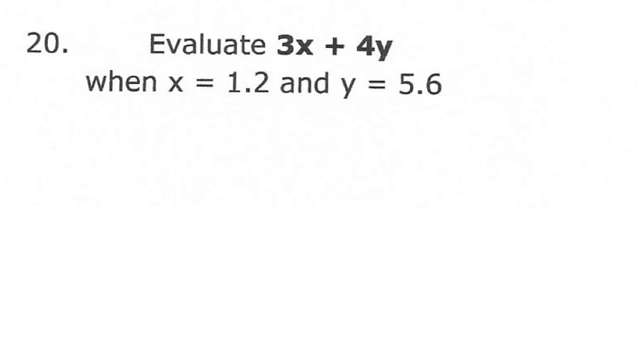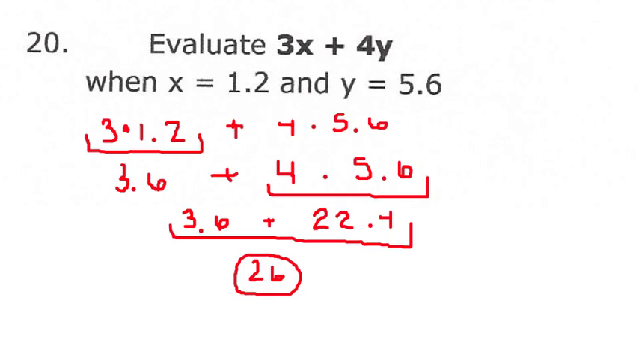In question number 20, evaluate 3x plus 4y when x is equal to 1.2 and y is equal to 5.6. In question number 20, first you have to go 3 times 1.2. 3 times 1.2 is 3.6. Plus 4 times 5.6. 4 times 5.6 is 22.4. You add the two together, and so your final answer is 26.